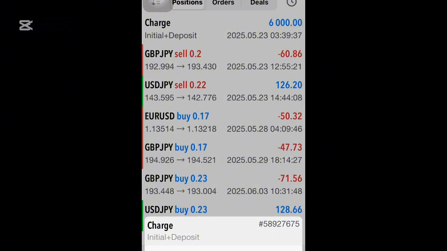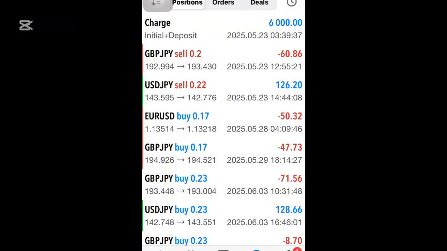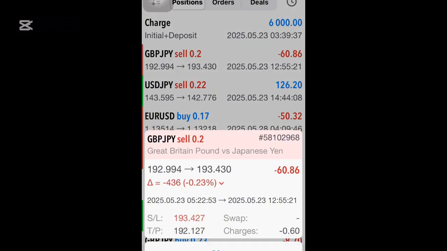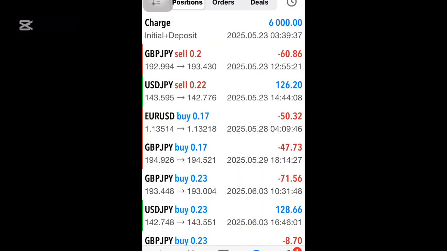We started with the 6k account, this 6k prop firm challenge account. So 2025 05 23. So you can see this is the time and everything. We started, our initial deposit balance was $6,000, and you can see we took the first trade which I showed you, the GBP JPY, and what happened, we took a loss, which is our SL.